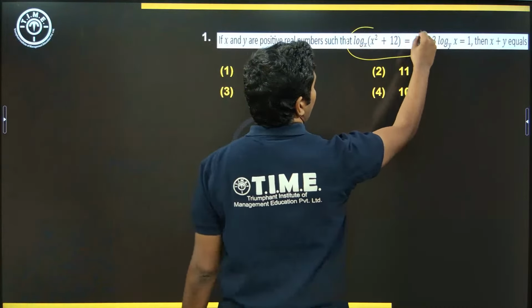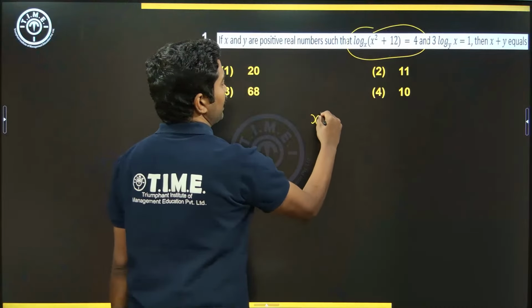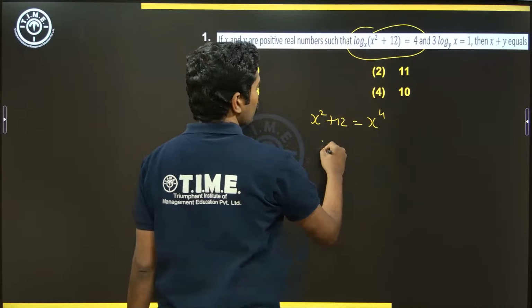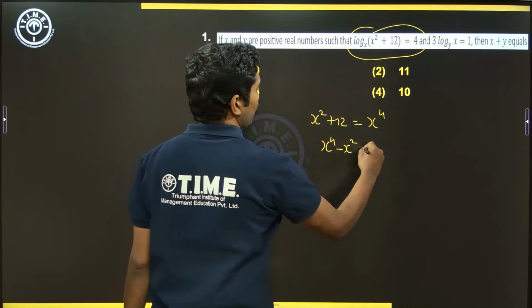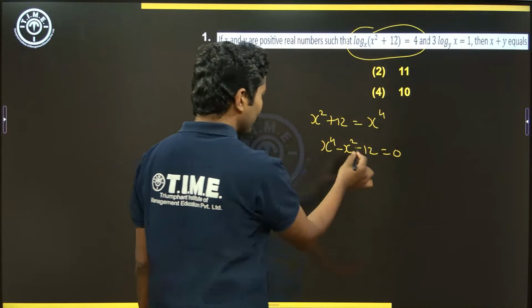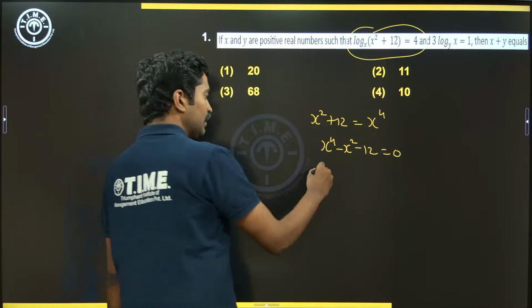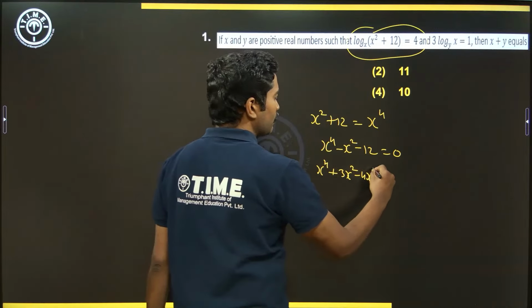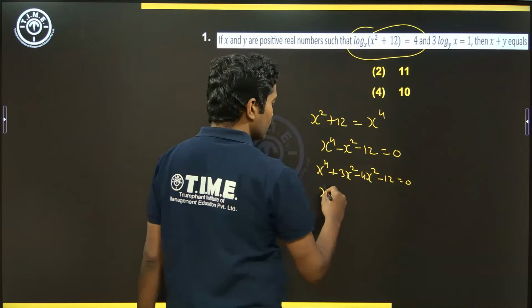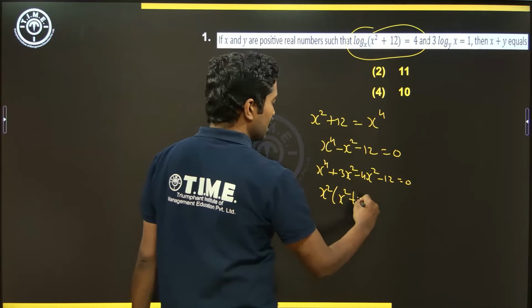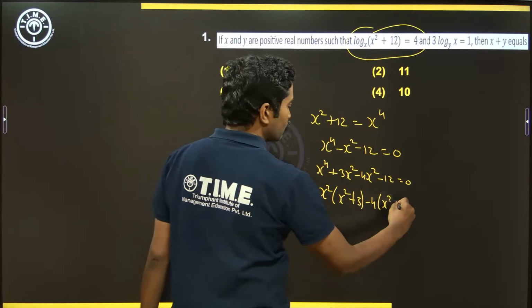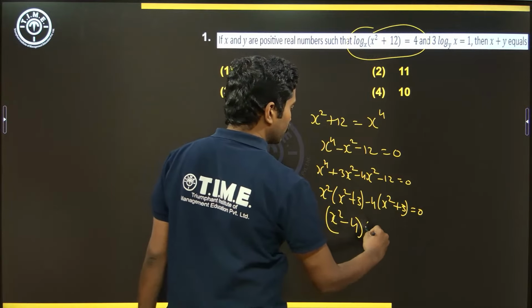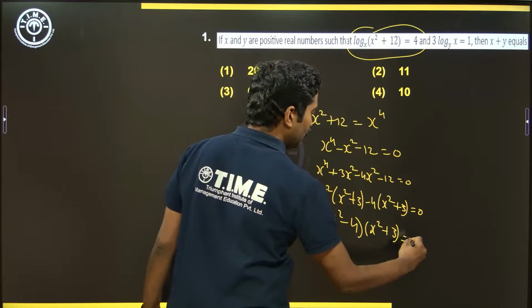Okay, so first, basic definition of a logarithm. What is x square plus 12? x square plus 12 is equal to x power 4. So x power 4 minus x square minus 12 is equal to 0. It looks pretty similar to something I know. x power 4 plus 3x square minus 4x square minus 12 is 0. So x square into (x square plus 3) minus 4 into (x square plus 3) is equal to 0. (x square minus 4) into (x square plus 3) is equal to 0.